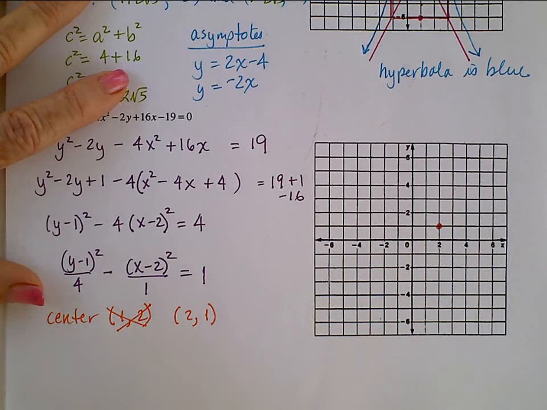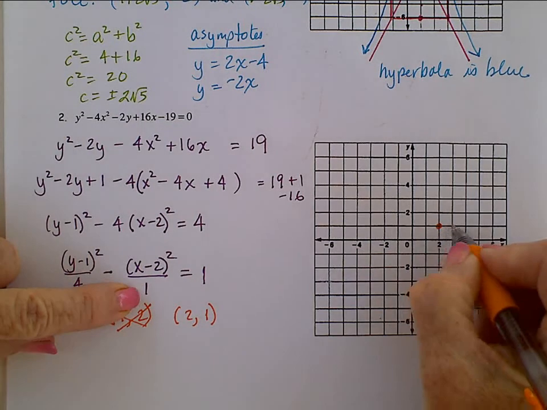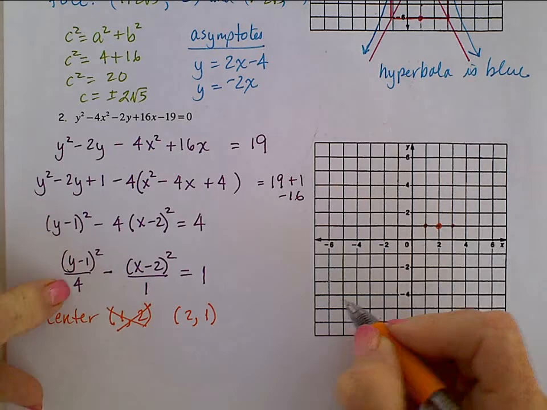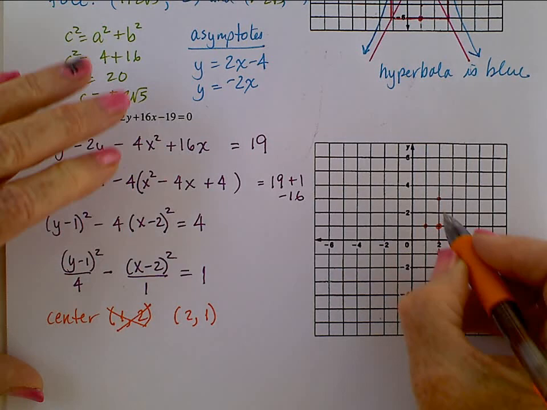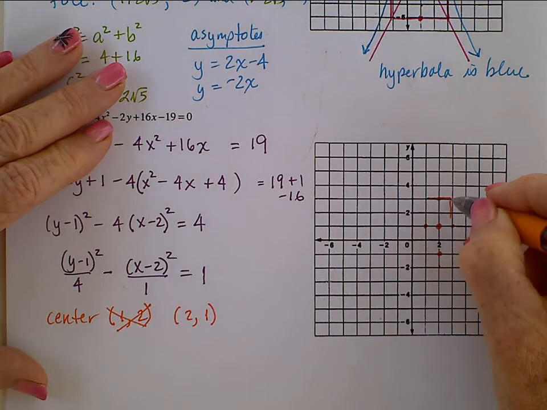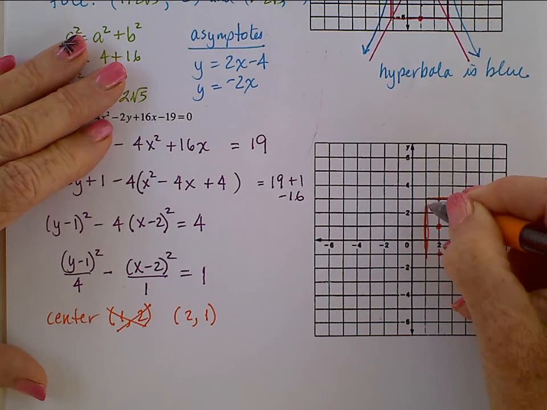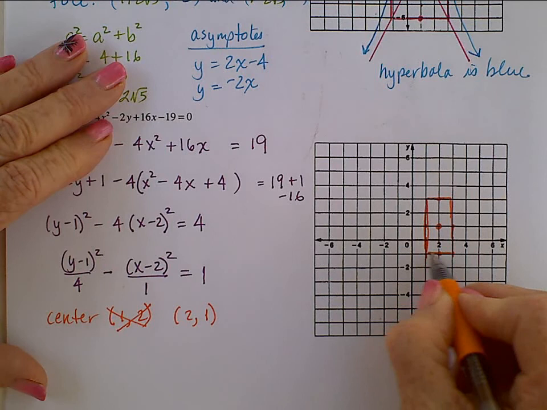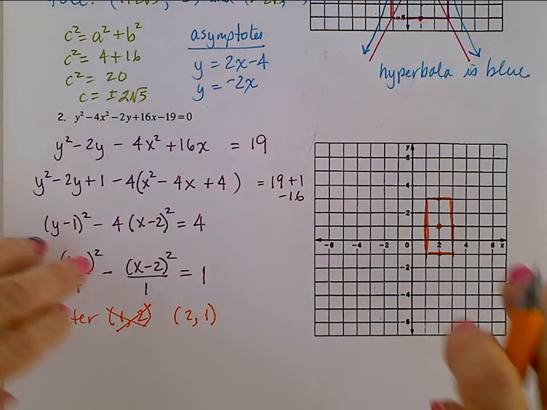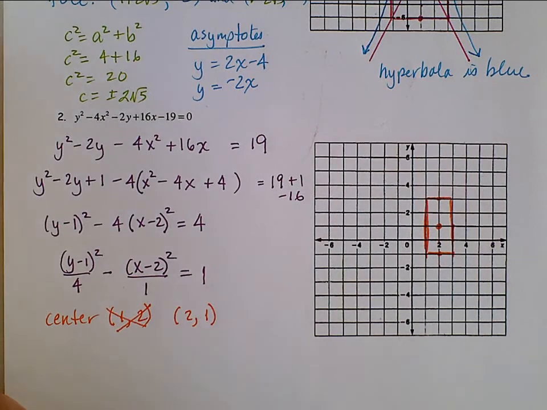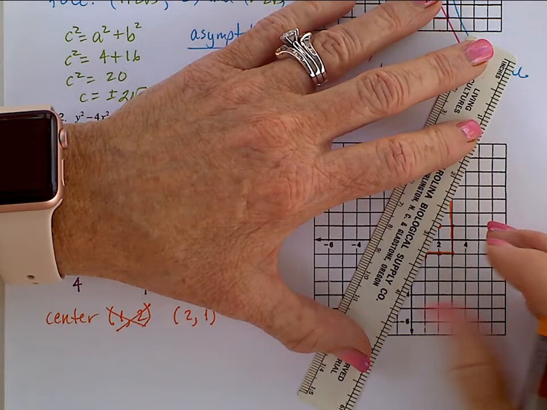There's the center. In the x direction, we're going to go 1 unit. In the y direction, we're going to go 2 units. Create that box. When you're using graph paper, you can pretty much make the box without a ruler because you could just follow the grid lines. However, when you draw in the asymptotes, you really need to use a ruler so that we can extend these lines straight and accurate.